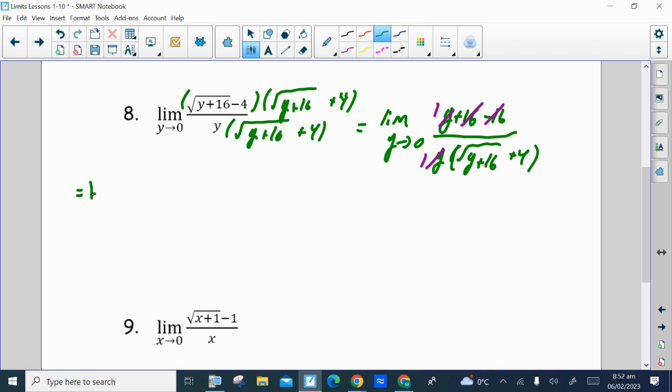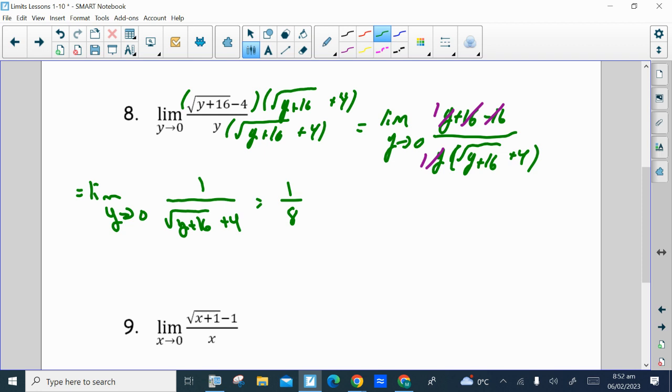So we are left with the limit as y approaches 0 of 1 over the root of y plus 16 plus 4. And when y equals 0, 0 plus 16 is 16. The square root of that is 4. On the bottom, you're going to have 1 over 4 plus 4, or 1/8. And once again, if you were to graph this, there would be a point of discontinuity at the point 0, 1/8.